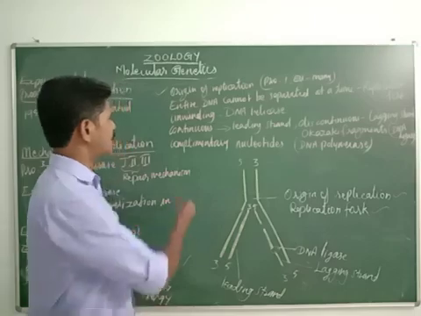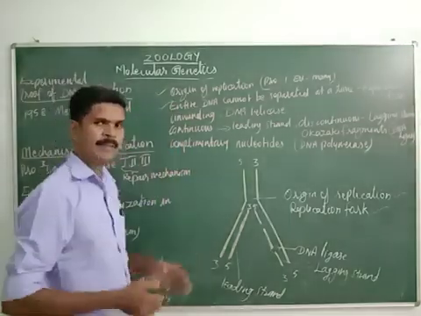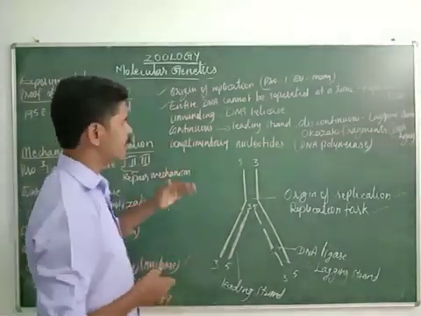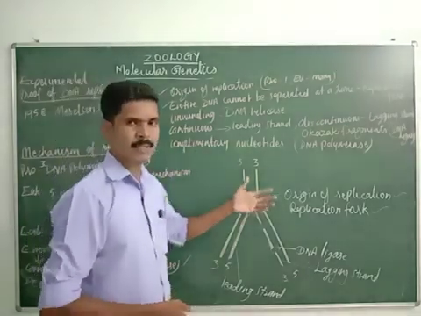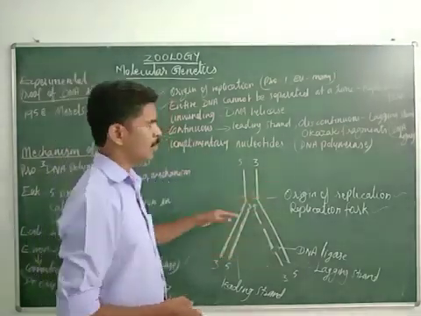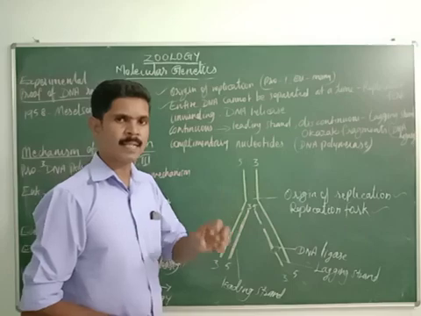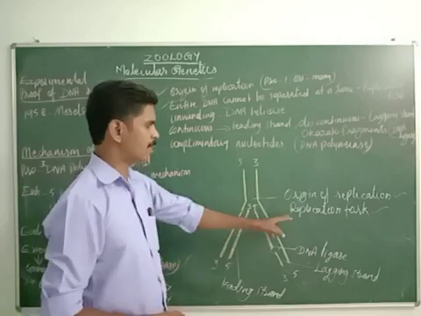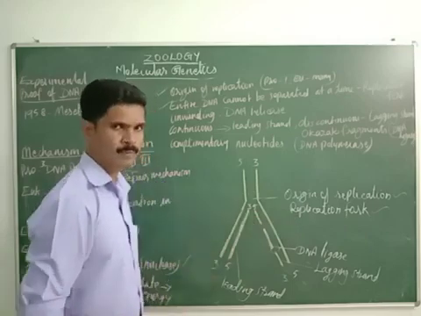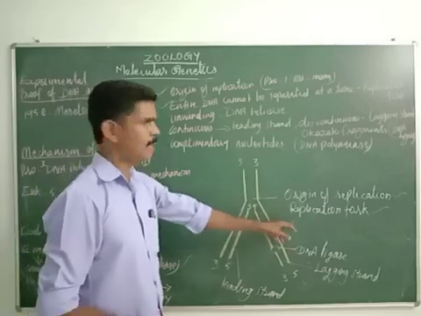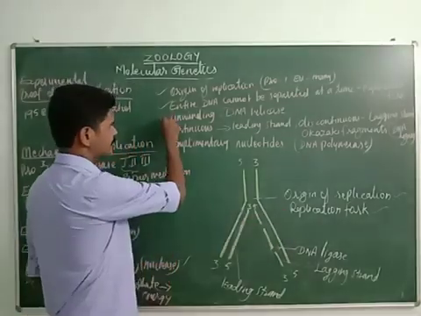Once again, DNA is a very complex molecule, so the entire DNA molecule cannot be separated simultaneously. The replication occurs in a small opening. The name of that opening is called the replication fork. Then the next point.